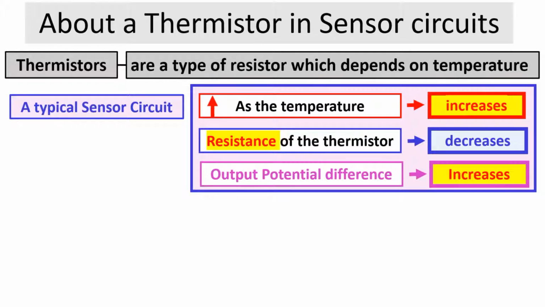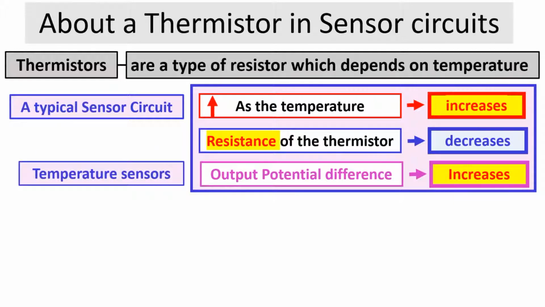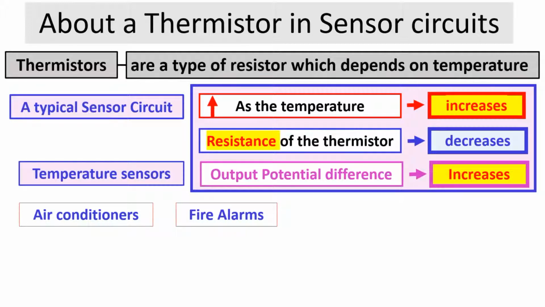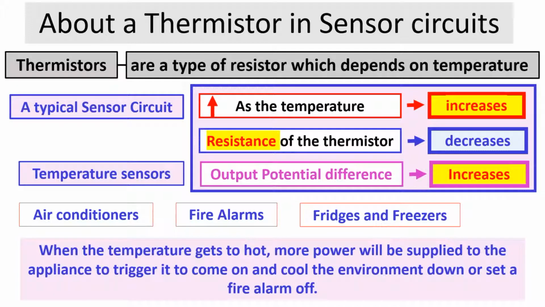This type of sensor circuit is used in temperature sensors in appliances like air conditioners, fire alarms, and fridges and freezers. When the temperature gets too hot, more power will be supplied to the appliance to trigger it to come on and cool the environment or set a fire alarm off.